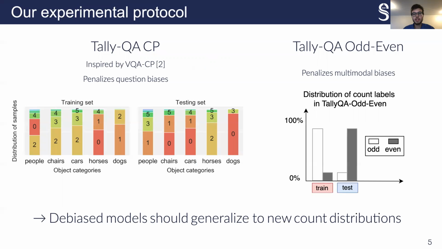Secondly, we introduced the TeleQA odd-even dataset. The training set is composed of mostly odd counting labels, while the testing set mostly of even counting labels. This dataset will effectively penalize models relying on multimodal shortcuts involving the image as well. Models that learned the correct counting mechanism should generalize to new count distributions.